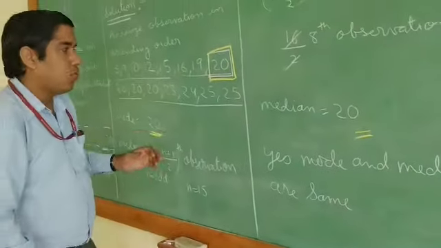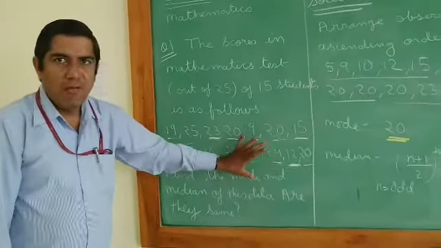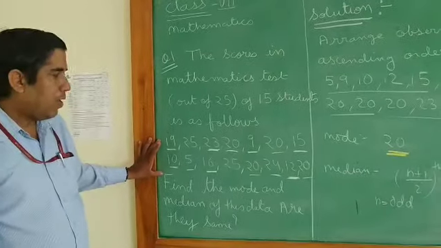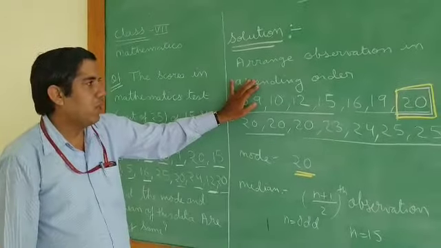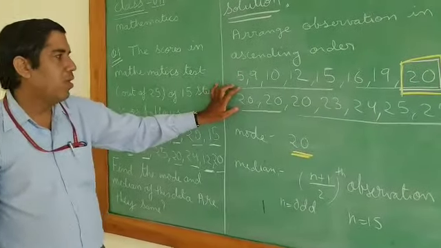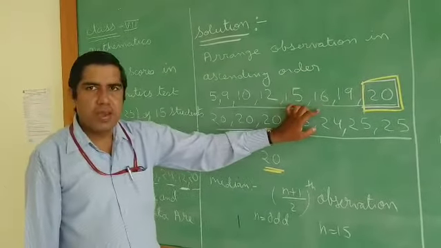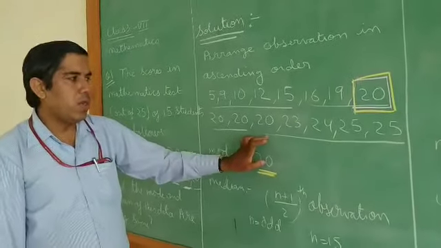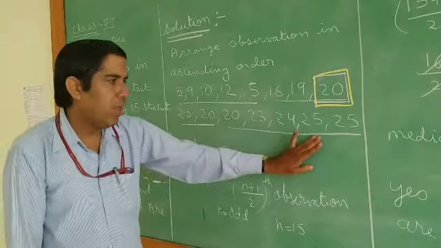Right, here let me explain this question once again to you. From the beginning I am saying, you already know these 15 observations are there. It is the marks of 15 students out of 25. Now, first step, arrange observations in ascending order. Ascending means small to big. So I have taken the first smallest number is 5, then 9, then 10, then 12, then 15, then 16, then 19, then 20, 20, 20, 20 here, because 20 is coming 4 times. Then 23, then 24, then 25, then 25.